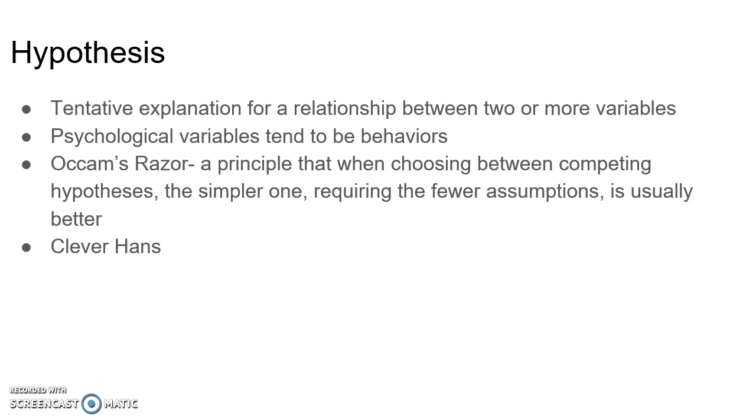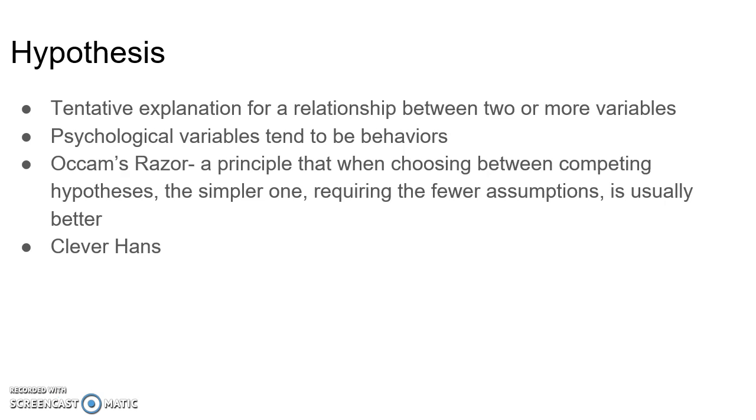When it comes to hypotheses and trying to prove whether one is better than another, an easy method of doing this is with Occam's razor, the principle that suggests when choosing between competing hypotheses, the simpler one, requiring the fewer assumptions, is usually better. So in other words, when somebody suggests two possible answers to a problem, the simpler answer is likely the better one. This is not always the case, but it is often the case.